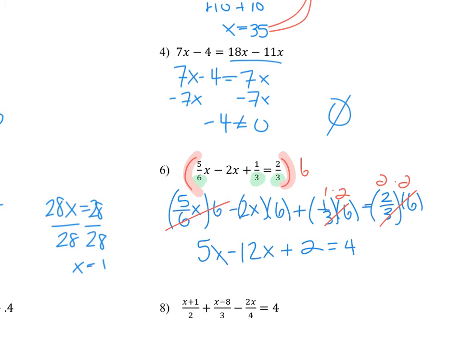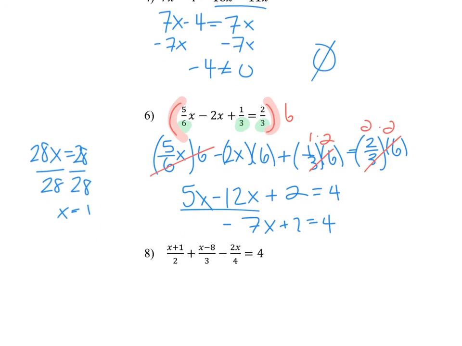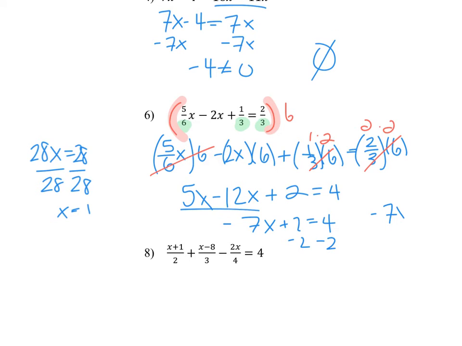Now you're going to see that we don't have any fractions to work with anymore. So we're going to combine like terms. That gives me negative 7x plus 2 equals 4. Subtract the 2 from both sides, so we get negative 7x equals 2. Divide by negative 7, x equals negative 2/7.